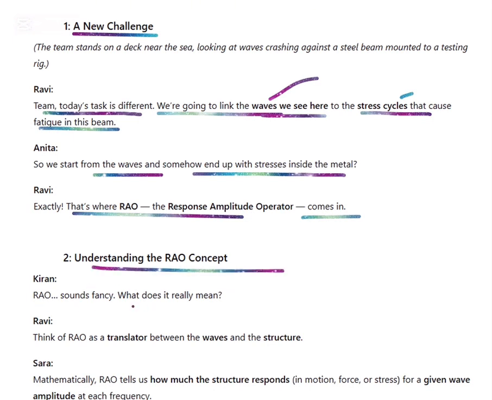RAO sounds fancy. What does it really mean? Think of RAO as a translator between waves and structure. Mathematically, RAO tells us how much the structure responds, in motion, force, or stress, for a given wave amplitude at each frequency. So we give one wave amplitude at each frequency, different frequencies, and then see how the structure is going to respond. That is the information given by RAO.